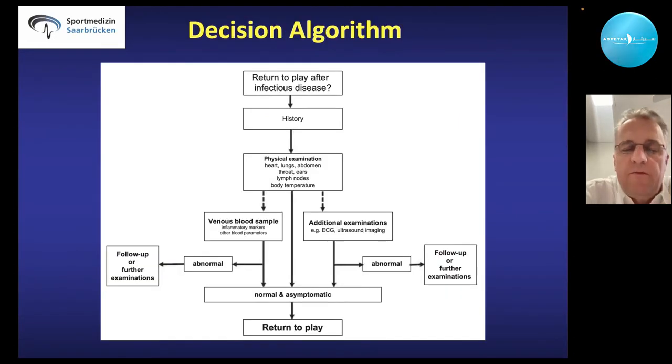The algorithm that we put together has been summarized in a figure in that article. And it is quite simple. So there is always history and physical examination, and also the venous blood sample is included, as I told you. Additional examinations are not always necessary, but always if there is the slightest indication of cardiac involvement, an ECG and ultrasound should be conducted and should be at hand in a professional setting. And only if there is an abnormality in these examinations, further follow-up follows. And if they are normal and the player is asymptomatic again, return to play is possible.